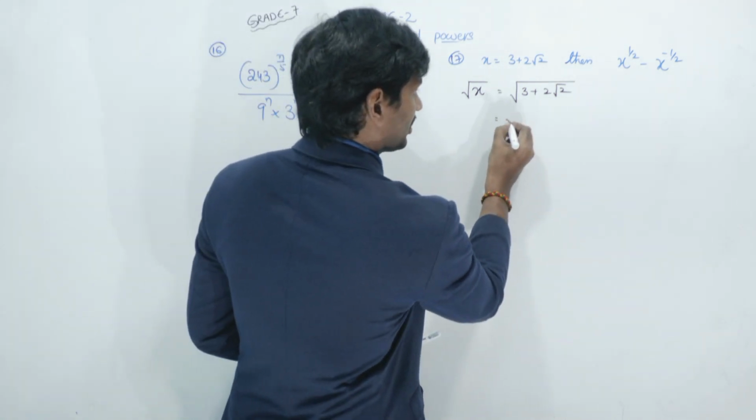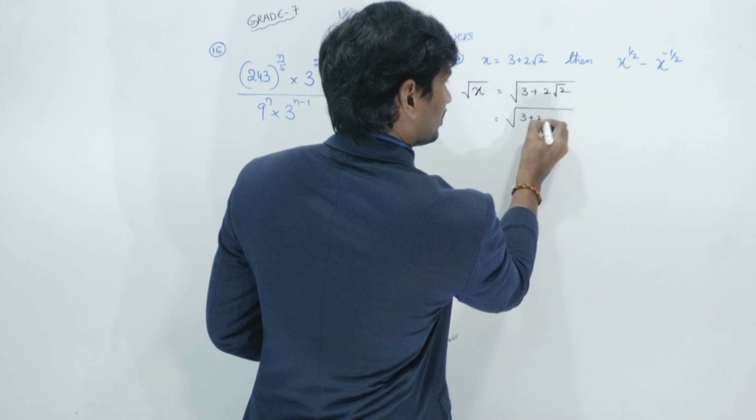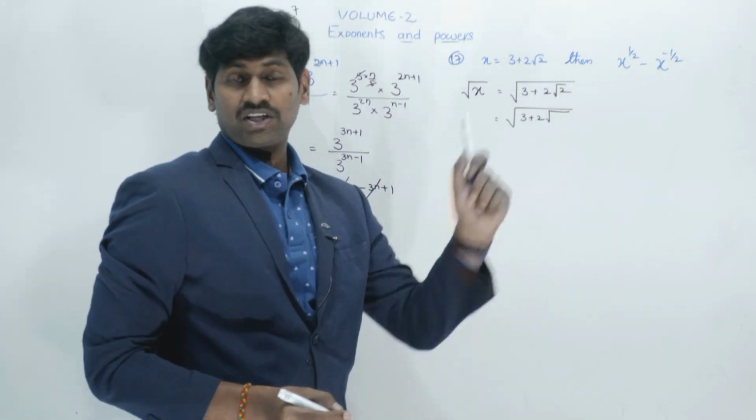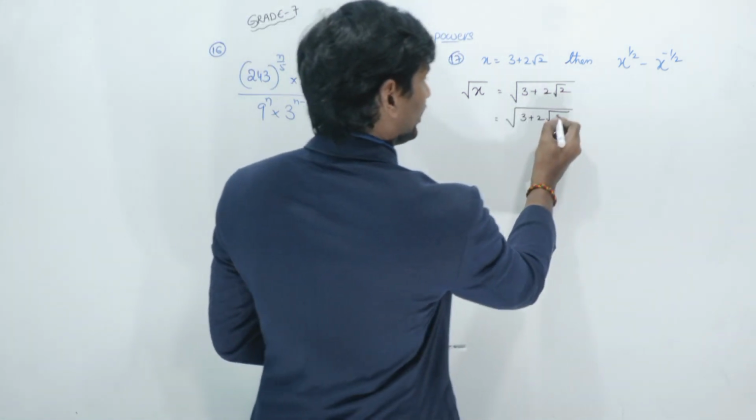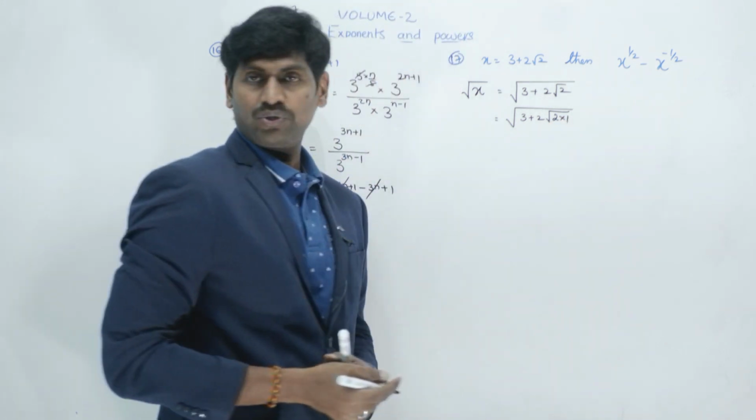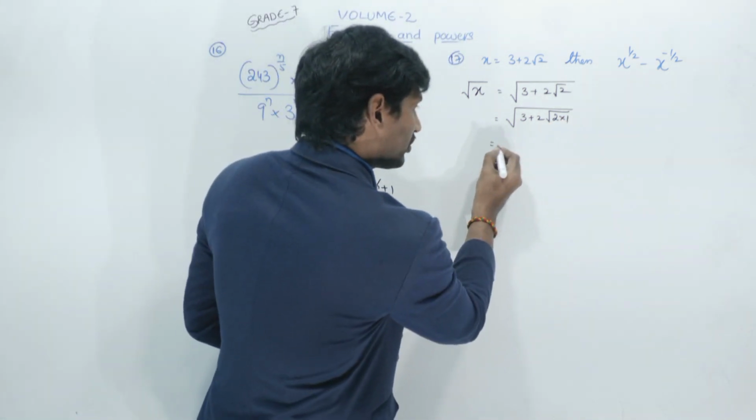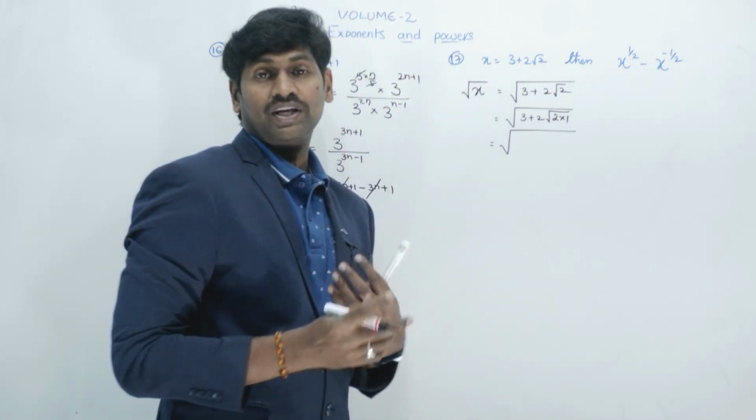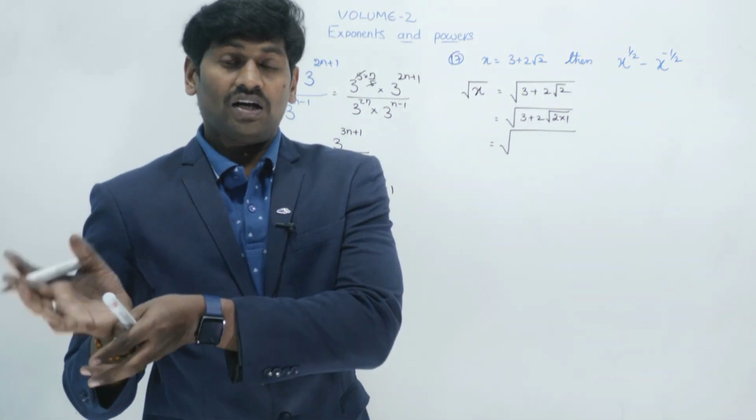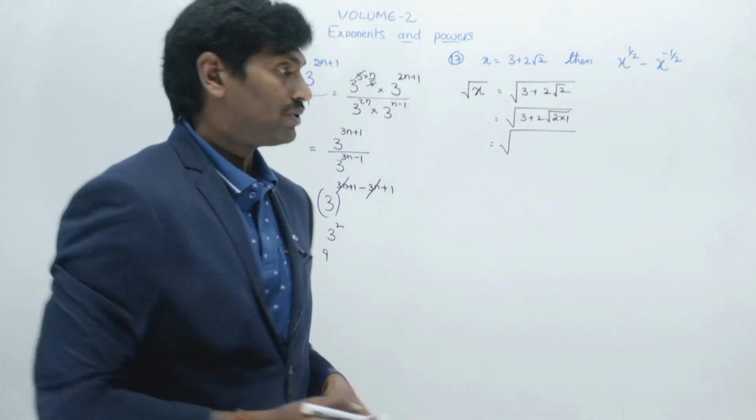Here you should remember a shortcut: there is another root inside. That 2 we can write as 2 into 1. Now I am going to write this one using one of the algebraic identities, the a plus b whole square formula.